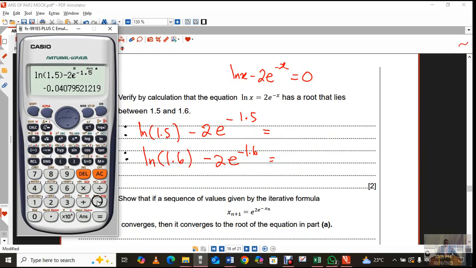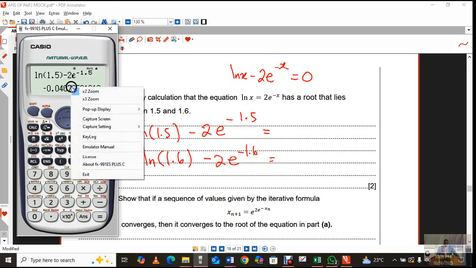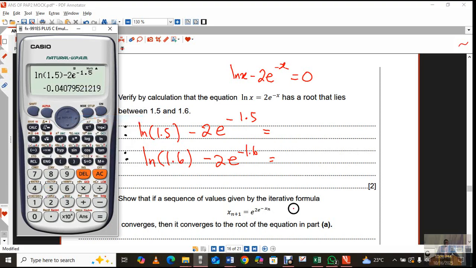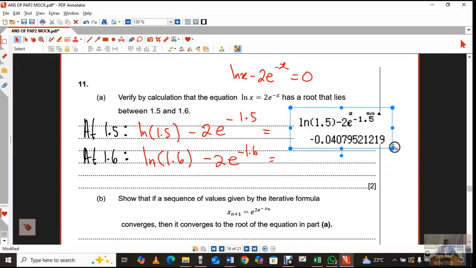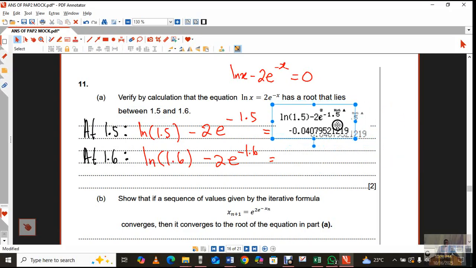It equal to, right, so I'm just going to take all of that and I'm going to just paste it. You are going to write, and please write it out to at least more than 3 significant figures. They didn't indicate, so as many decimal places as you can.